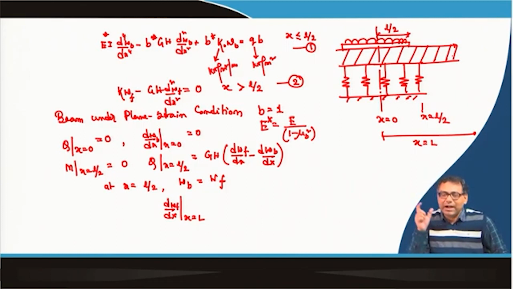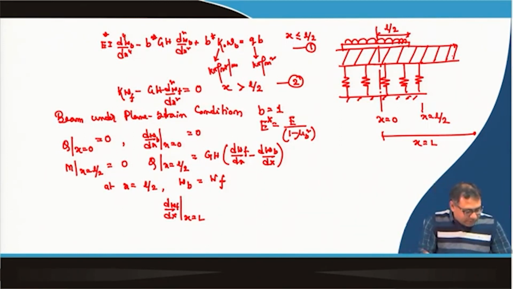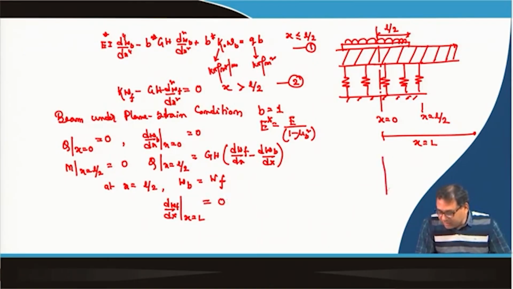So, you choose that L value as your domain. At the end of the domain, your slope is equal to 0, because your deformation will be something like this: this is up to the beam, and then beyond the beam. So, this will be the deformation.